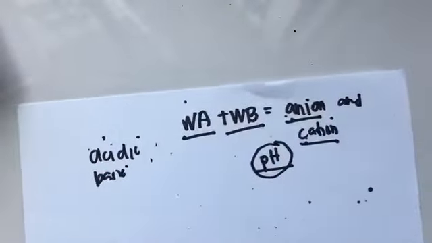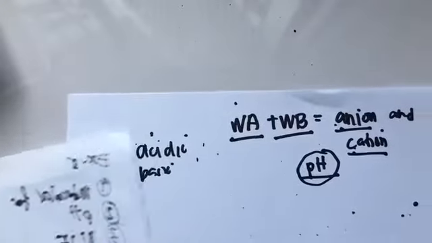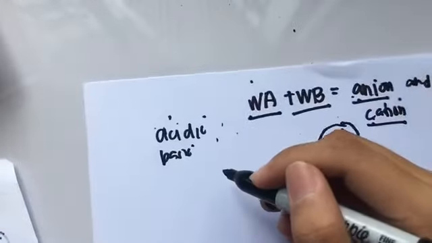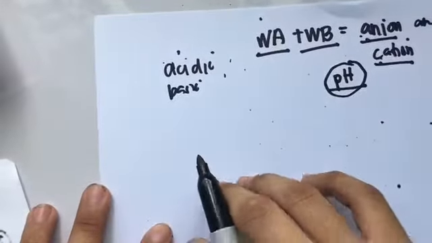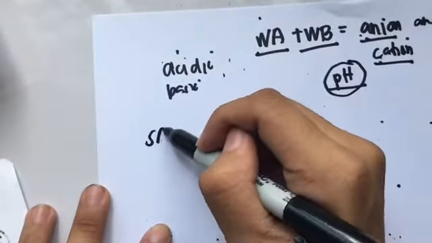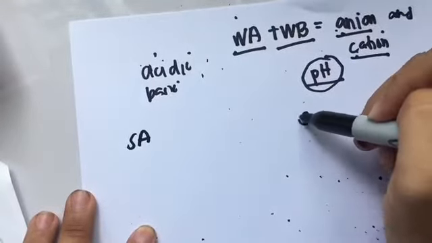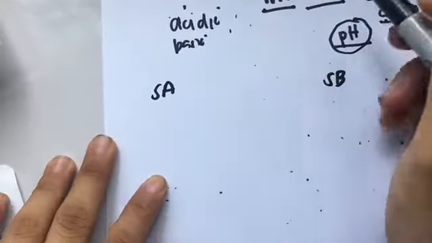Halimbawa, paano nga ba 'yon? Halimbawa, so para natin ma-identify siya, syempre dapat alamin muna natin kung ano yung mga list ng strong acids and then strong bases, 'di ba? Strong acids and strong bases.